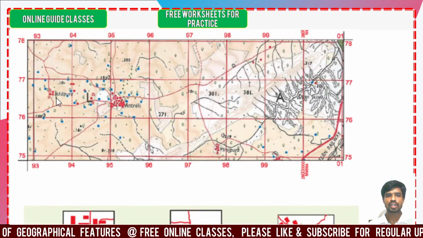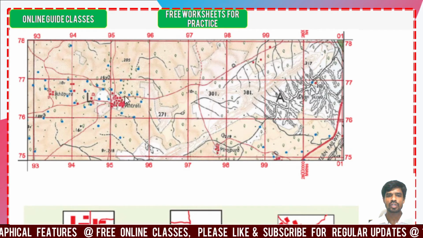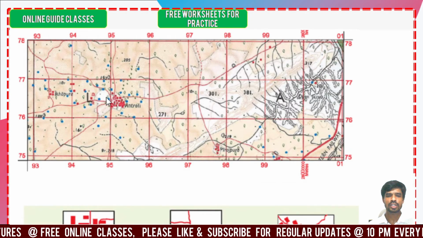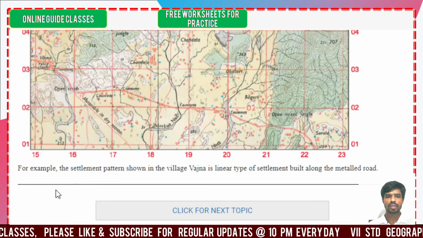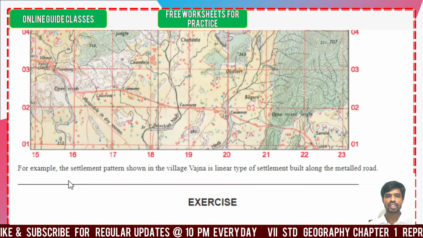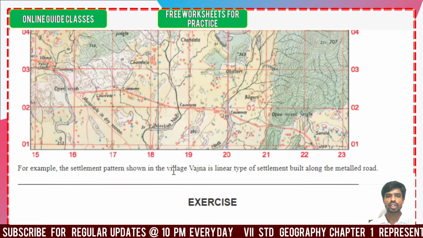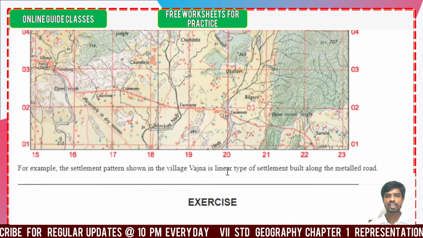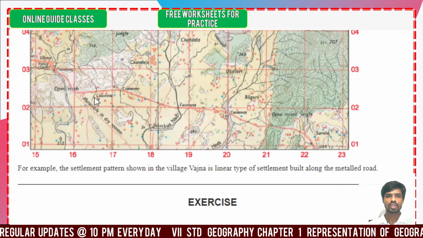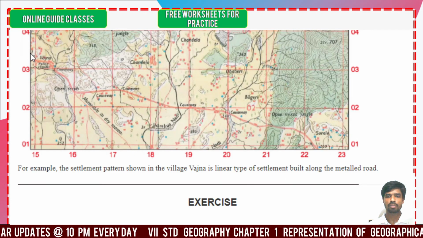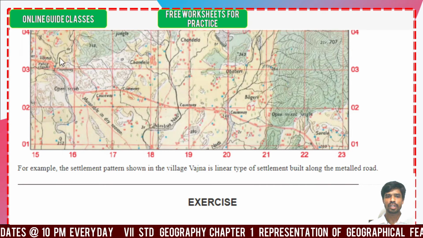Can you see the difference over here? Scattered and dispersed, a nucleated settlement and dispersed settlement. For example, the settlement pattern shown in the village Vajna is a linear type of settlement built along the metal road. You all can see over here, which is built along the metal road.